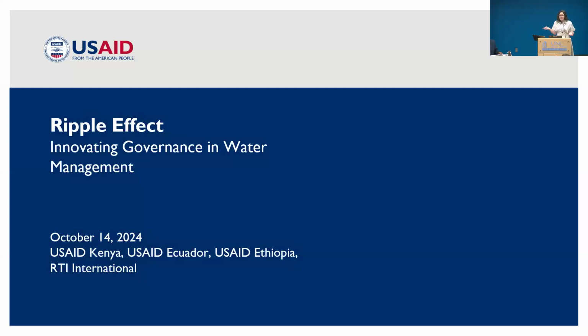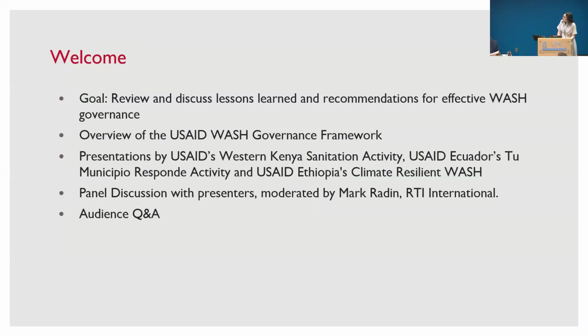The goal of our session today is to examine the different ways in which we can see governance manifest in our different WASH programming. And we're going to be doing this through looking at a couple of different case studies, one in Kenya, one in Ecuador, and one in Ethiopia. So for today, we're going to start with an overview of the WASH governance framework. That's USAID's WASH governance framework.